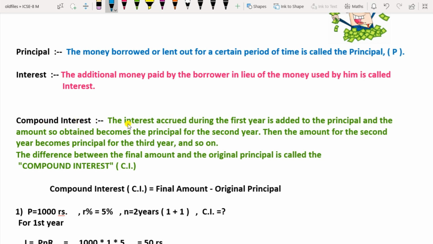So what is compound interest? The interest accrued during the first year is added to the principal, and the amount obtained becomes the principal for the second year. Then the amount for the second year becomes the principal for the third year, and so on. The difference between the final amount and the original principal is called compound interest. It is denoted by CI. So compound interest equals final amount minus original principal.